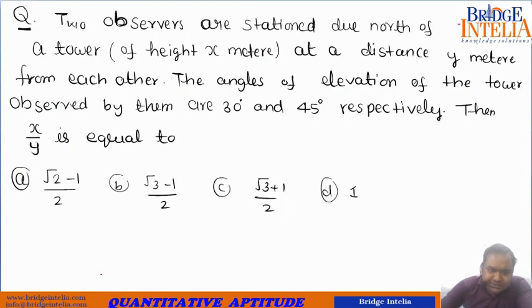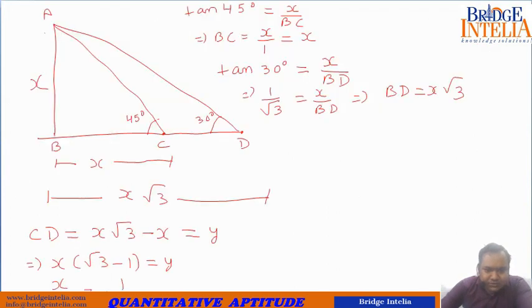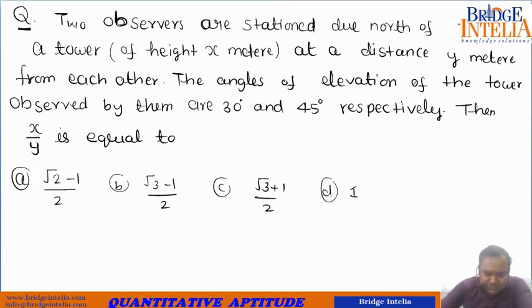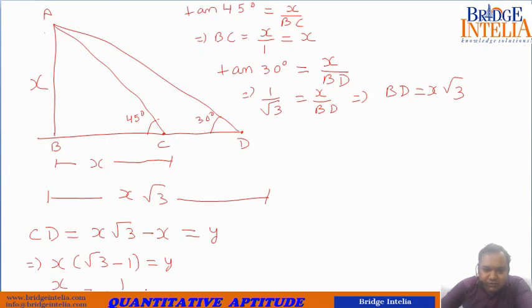Okay, see, there is no option which matches what we have just solved. We have solved that x by y is equal to 1 by root 3 minus 1, but there is no such option. So what do we do? We transform this answer. Because we have solved it correctly, we have to simply transform. We have to simply rationalize.